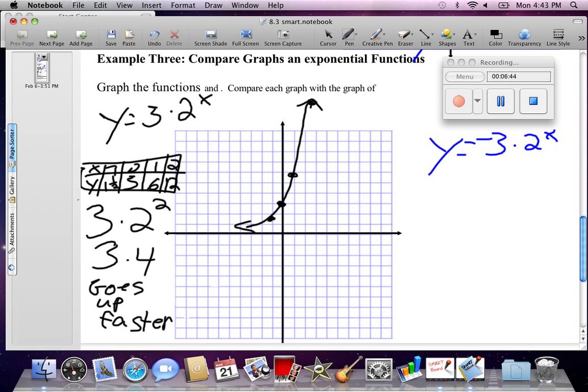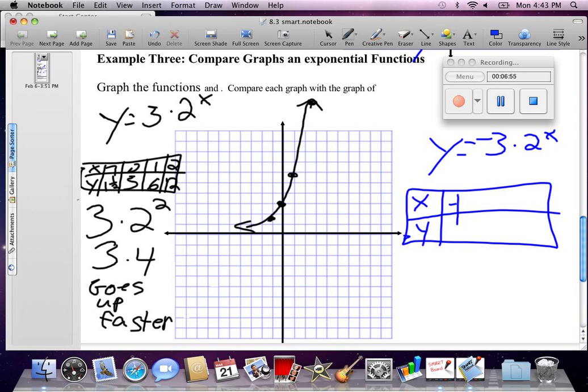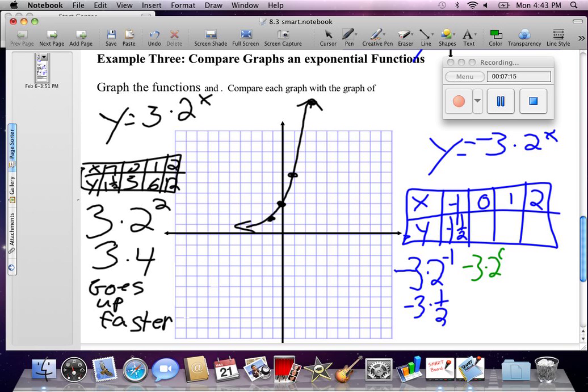Now we're going to go ahead and graph the other one on the same graph and see how they're different. We're going to plug in x and y, but we're going to do the same ones again, -1, 0, 1, and 2. So I've got -3 times 2 to the -1. So we put it on the bottom, and we get -3 times 1/2, and we get -1.5. Now I do the same thing with 0. I have -3 times 2 to the 0. So I get -3 times 1, because anything to the 0 power is 1. So I'm going to get -3.